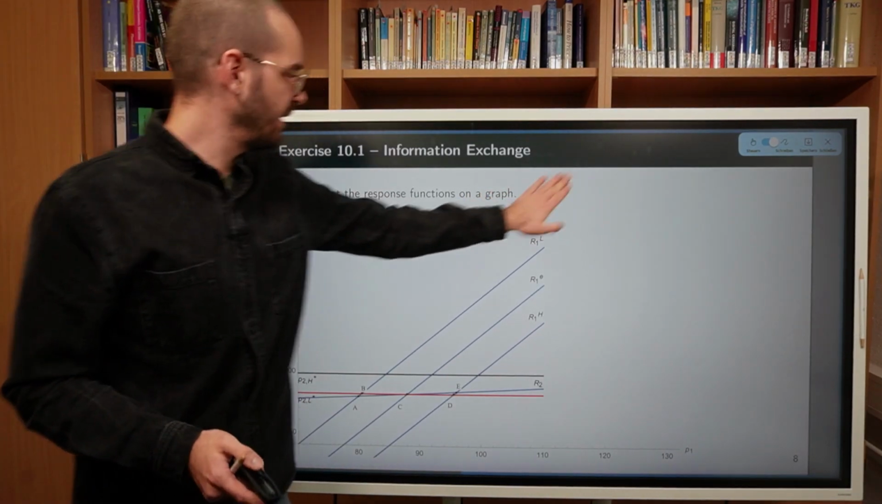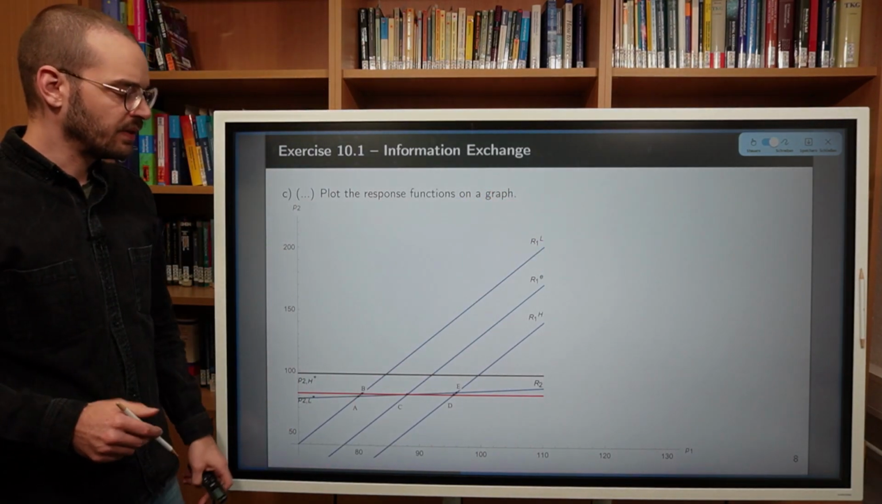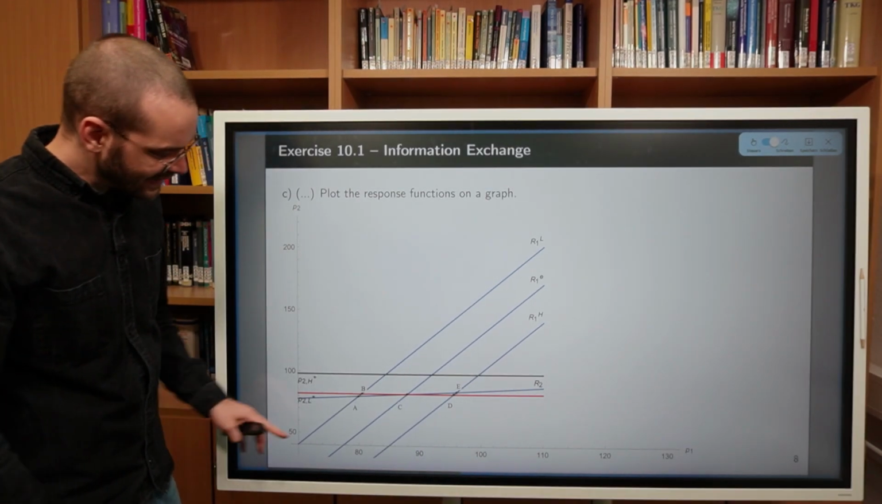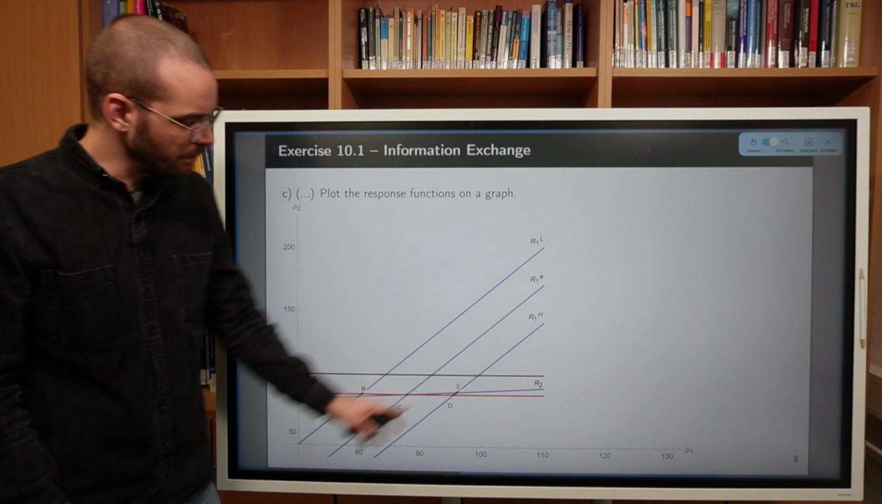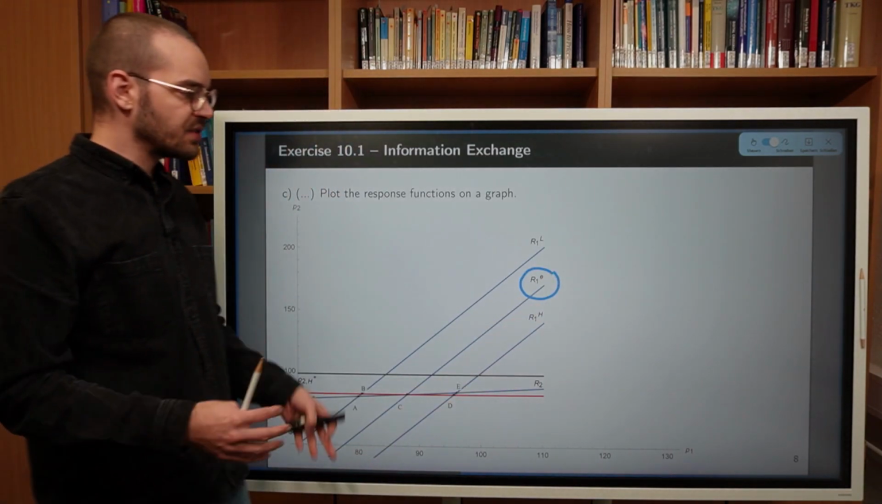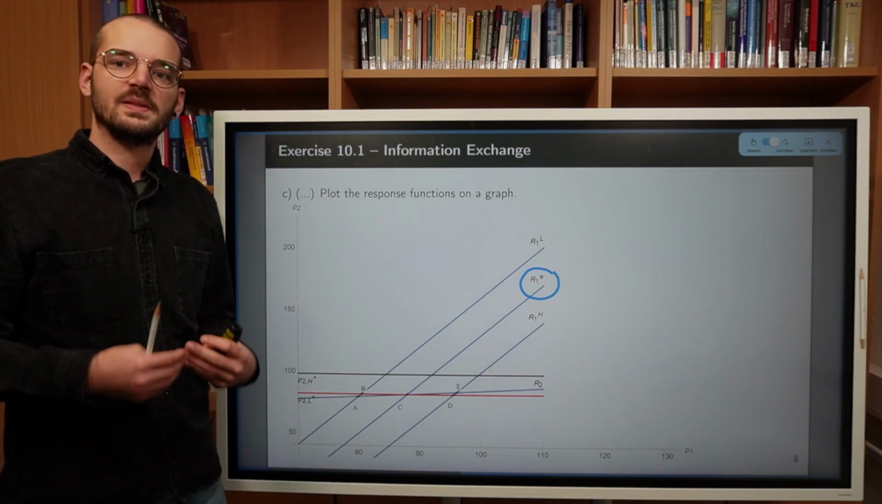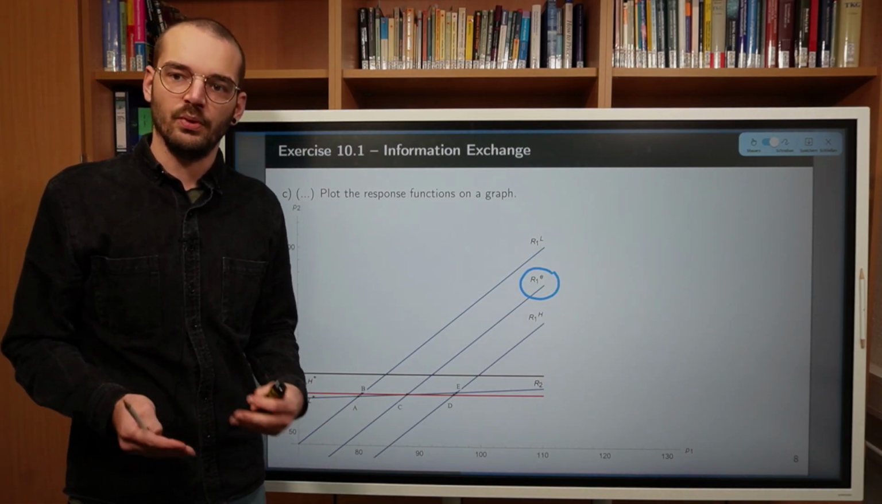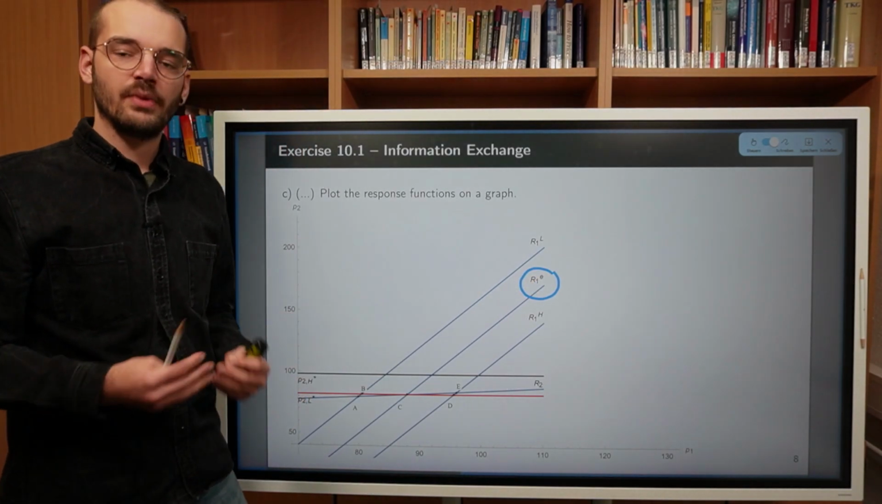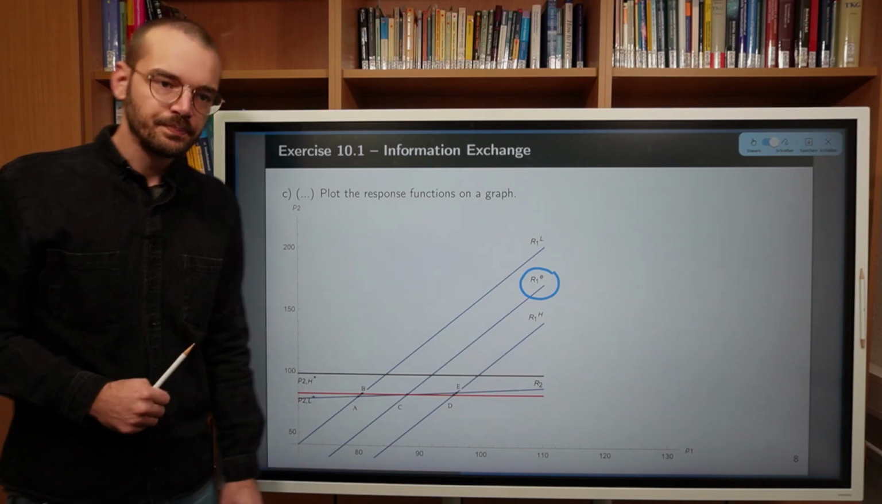All right, now finally we were asked to plot this response function in a graph. So let's start with this middle blue line up here, R1e. So the reaction function of firm 1, the expected reaction function of firm 1, right? So the reaction function that is expected from the point of view of firm 2.